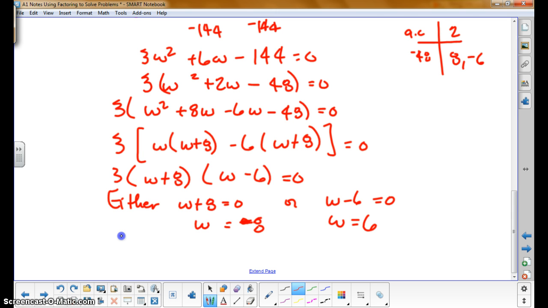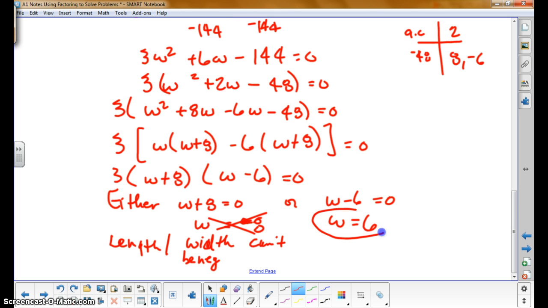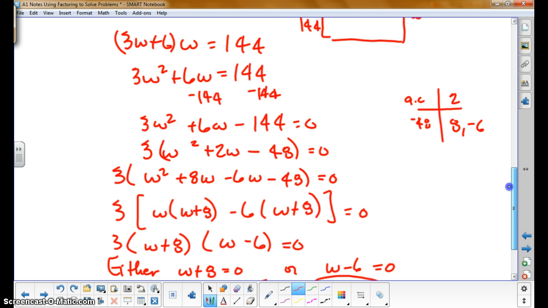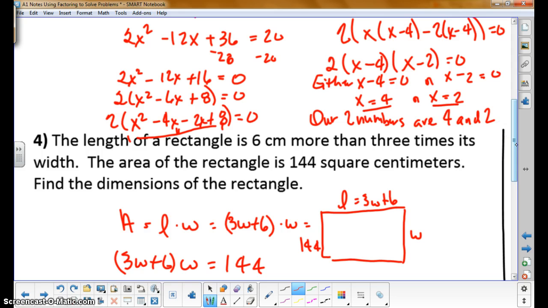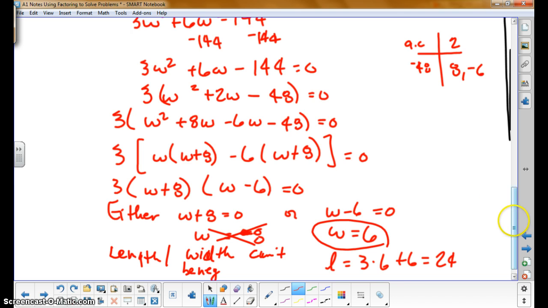But wait, a length or a width can't be negative. So we're going to cross this one out. And our width is 6, and therefore our length is 3 times 6 plus 6, which is 24. And the dimensions of the rectangle are 6 and 24. So tune in for part 2.